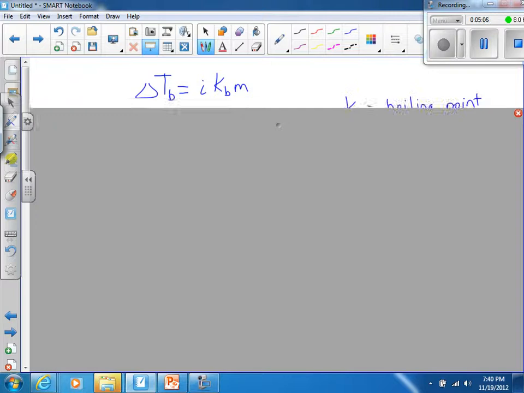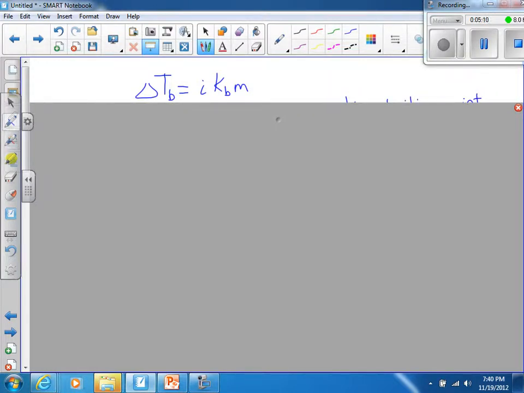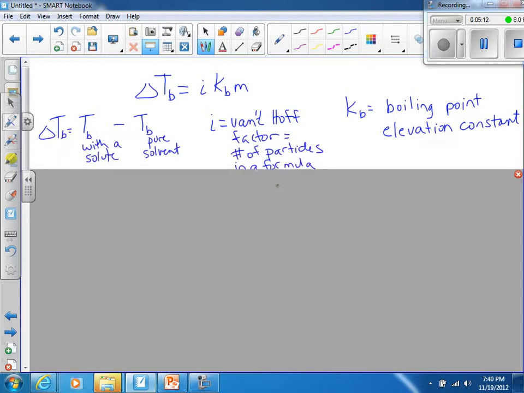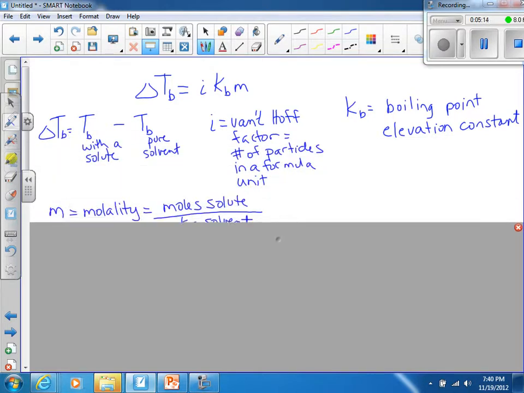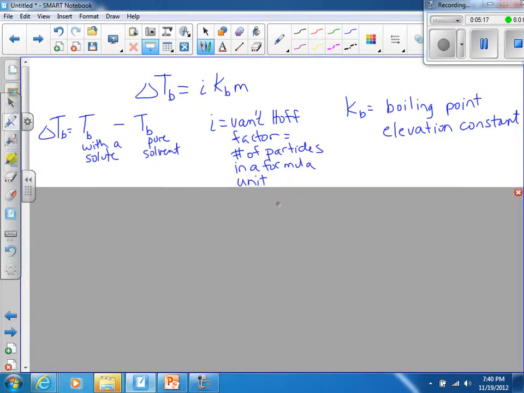We have a formula for this. Delta T boiling is i, Kb, m for molality. So let's look at what all these things are. Let's start with the first three. Delta Tb is our change in the boiling point temperature. It's the boiling point with a solute minus the boiling point with the pure solvent. So it's a difference in boiling between the pure solvent and the solvent with a solute.